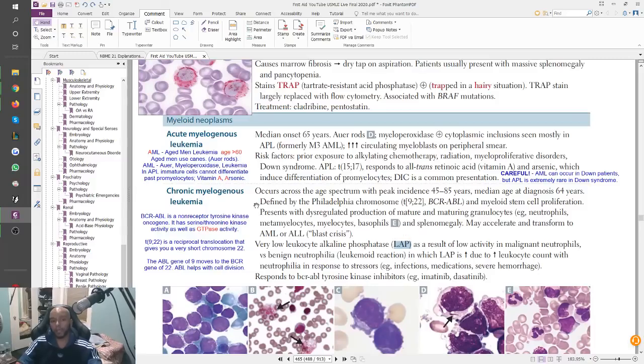phosphatase. In CML, your leukocyte alkaline phosphatase will be low. LAP is only high when you're actually trying to fight infection, right? But here it's low. It's low because you're not fighting infection. This is a result of low activity in malignant neutrophils, right?